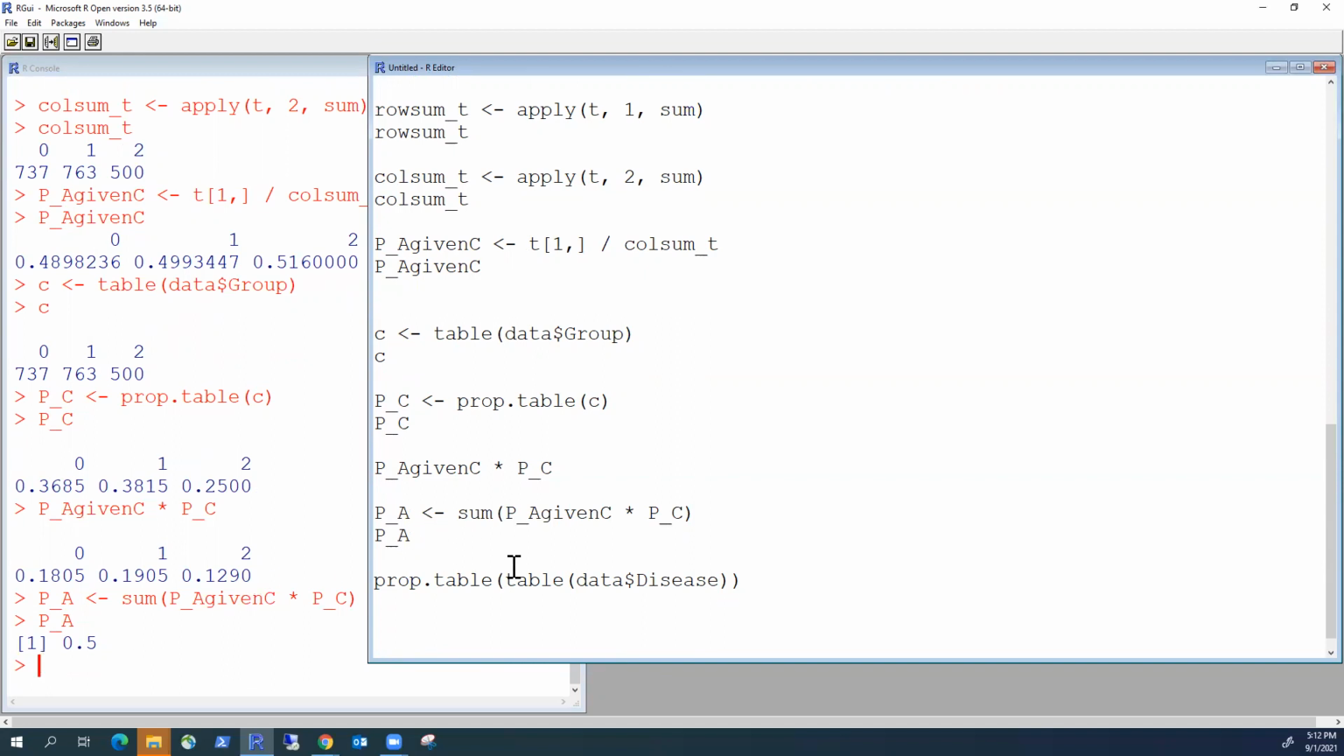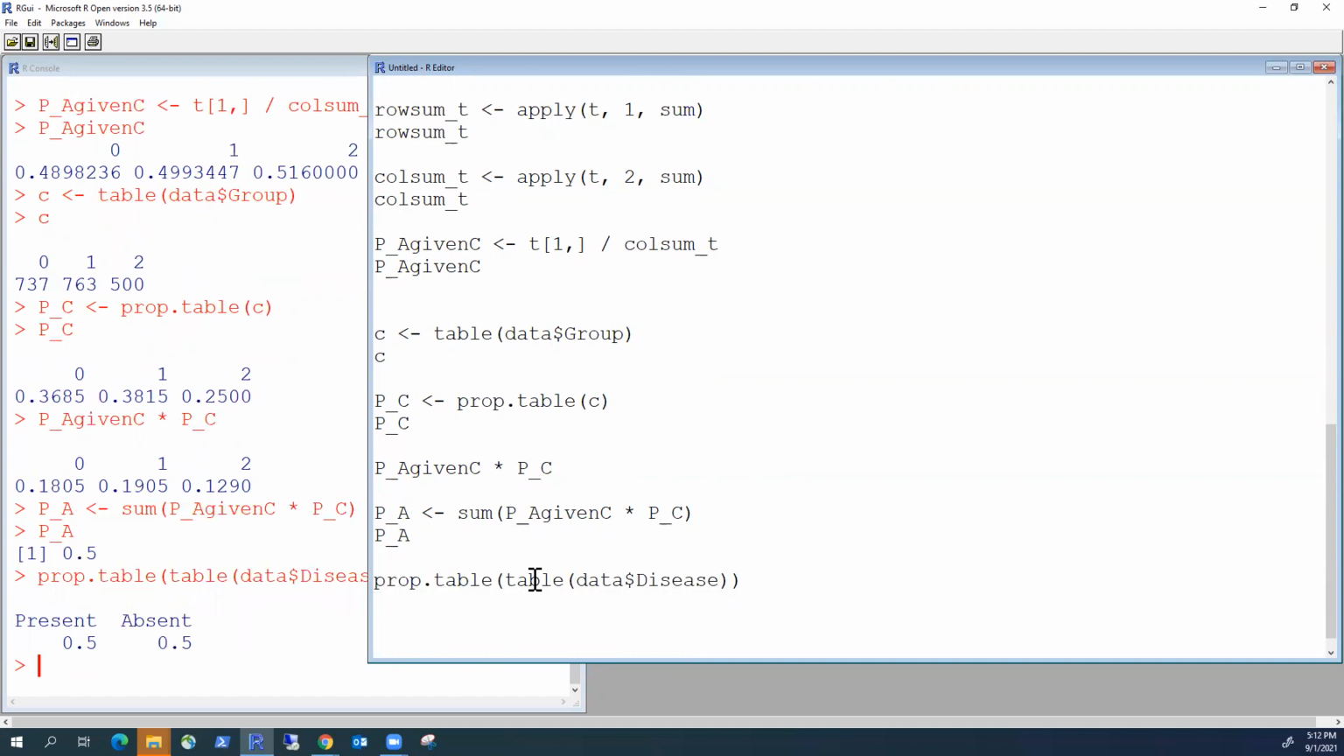Now, if we would have just done the proportion table of the disease status, we could have easily just gotten 0.5 and 0.5. But this whole exercise is just to show an application of the rule of total probability. So there's always an easy way and a hard way to get the answers. We didn't need to use the rule of total probability to get the probability of A, but we've demonstrated that we could use the rule to get the probability of A.